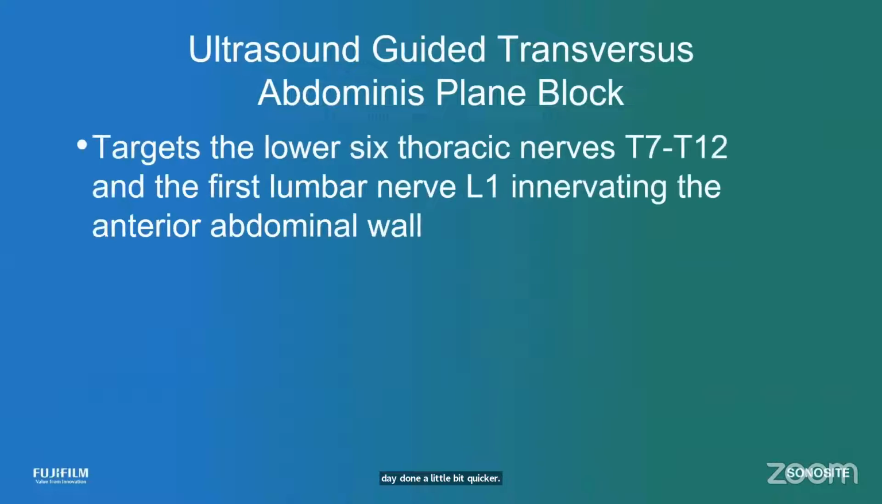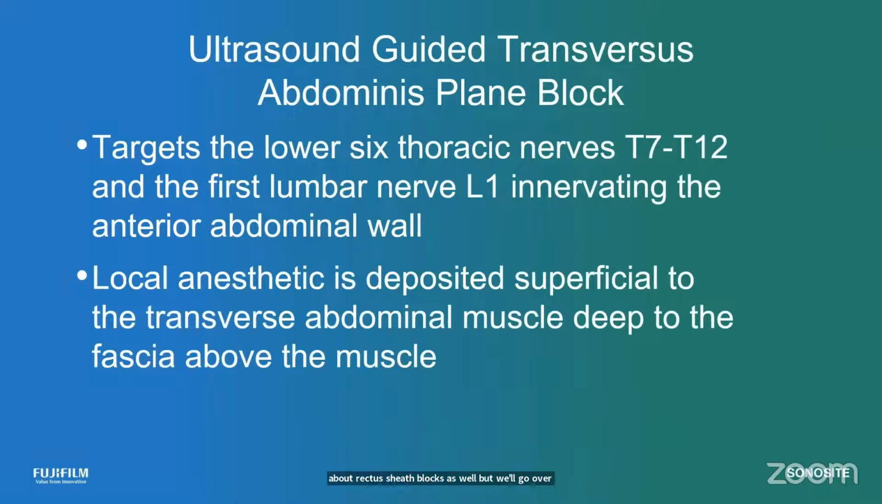So the TAP block, just a quick review here. I think this is a common block used. The target is the lower six thoracic nerves, T7 to T12 and L1. We're going to talk about that a little bit. I think the target there is a little more T9-ish for TAPs, and that's maybe why we're going to be talking about rectus sheath blocks as well, but we'll go over that. There's some great images on that in a little bit.